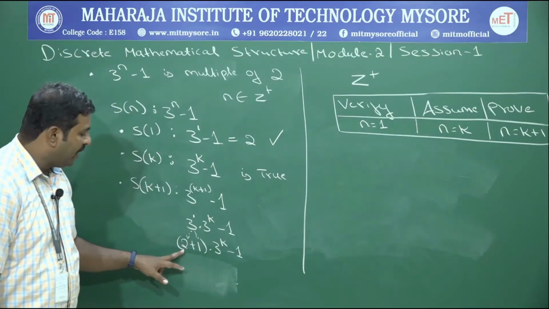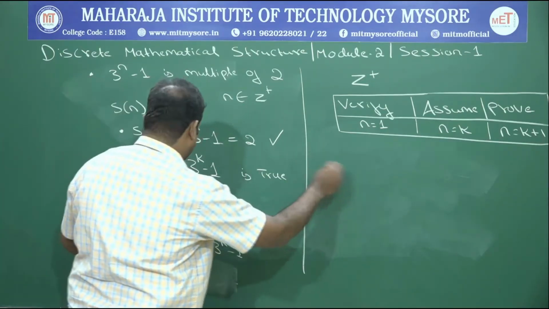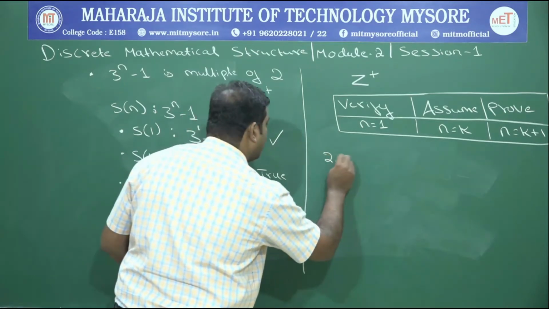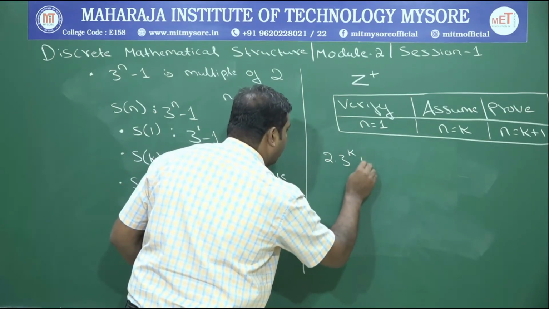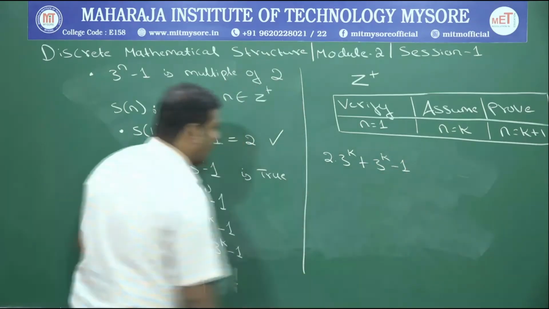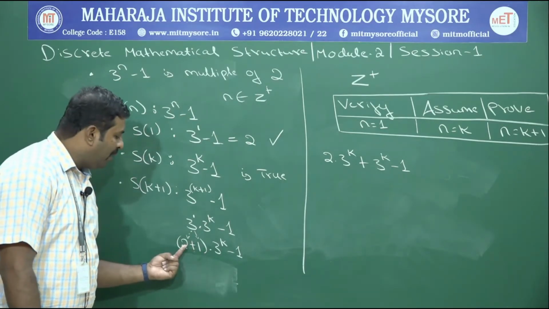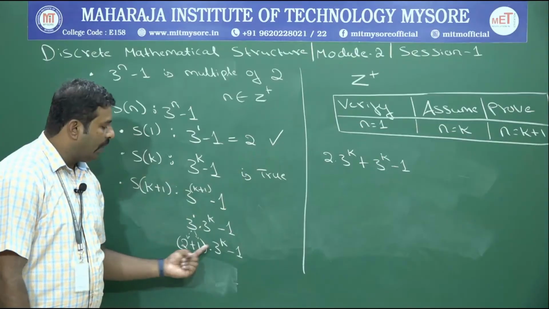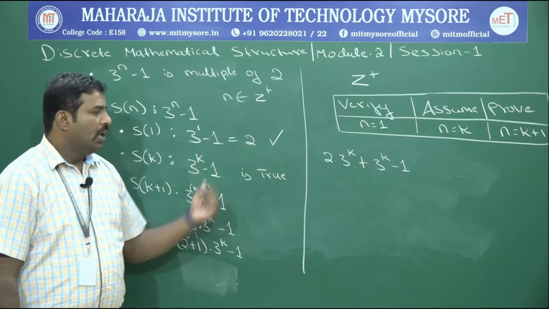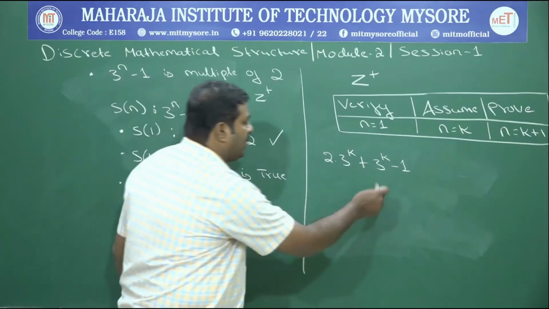And now whatever the statement I have written here, 2 plus 3 into 3 to the power of k minus 1, let me put it over here. Now this will be written as 2 into 3 to the power of k minus 1, plus 1 into 3 to the power of k minus 1. Whatever the split I have made, I have multiplied 2 into 3 to the power of k minus 1 and 1 into 3 to the power of k minus 1. So now whatever the multiplication I have made over here, just observe here.